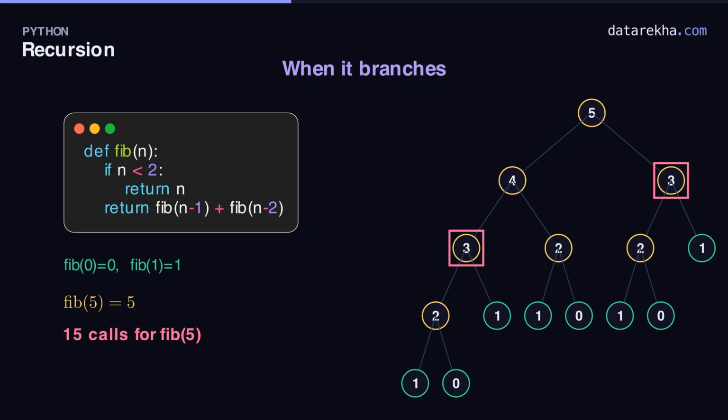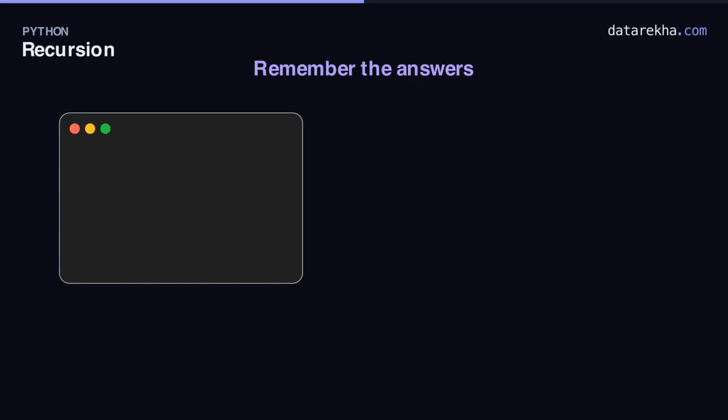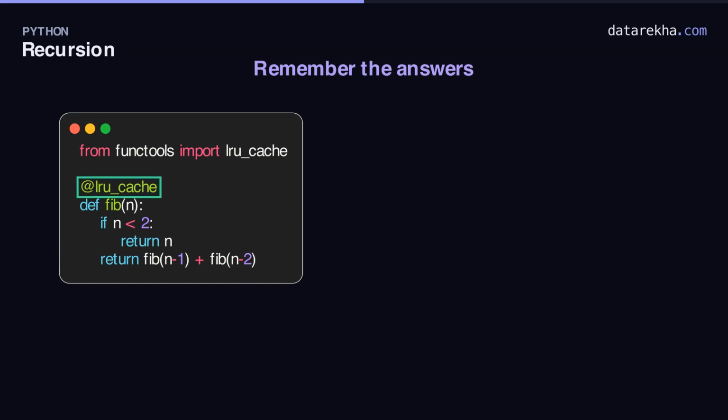There has to be a better way. The fix is beautifully simple. Remember answers you have already computed. This is called memoization. In Python, you can add it with a single line above the function, the lru_cache decorator. Now, the first time fib of 3 is asked, it is computed and stored. Every time after, it is handed back instantly for free.